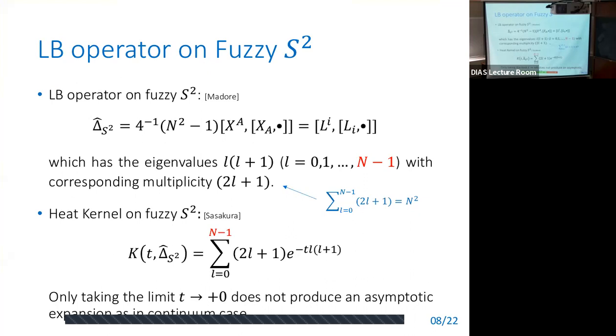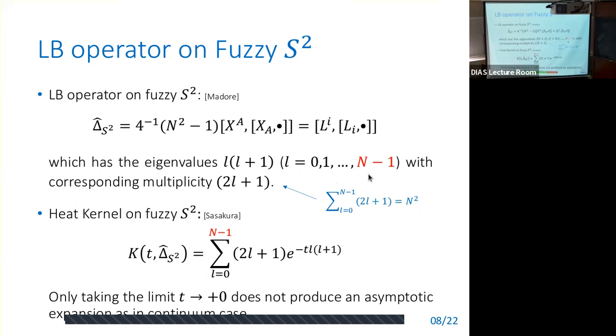So we can define an LB operator on fuzzy S2 as shown, the double commutator, where these X_A matrices are the matrices defined earlier. And this can also be expressed more simply in terms of the L_i matrices, the irreducible representation of SU(2) in the algebra. Importantly, this operator has the same eigenvalues, l(l+1), and corresponding multiplicity 2l+1 as in the continuum case. But in this case, l ranges from 0 to n-1. So it has a finite cutoff, or a maximum eigenvalue.